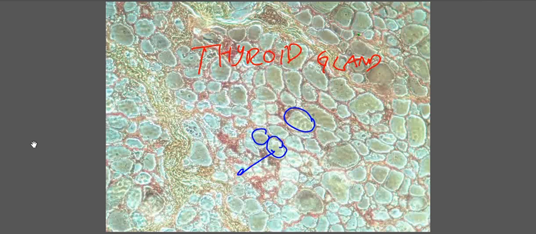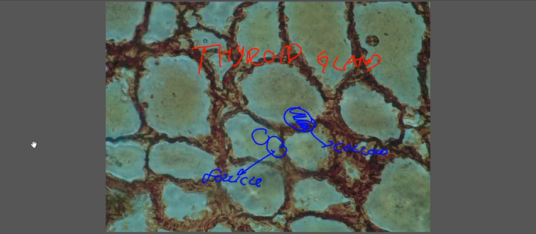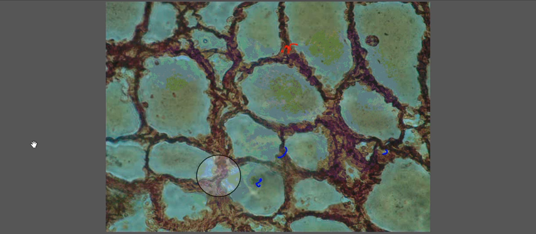So this thing is colloid. So the whole thing is a follicle. Yeah, nice. So this is colloid, and the whole thing is a follicle. And then you've got a bunch of follicle cells, really small ones, around the follicle. Yep, I think that's it, right?